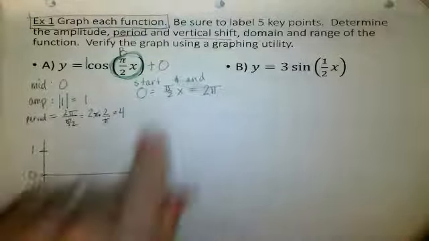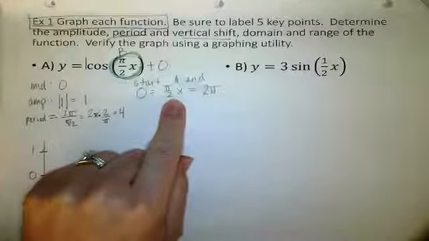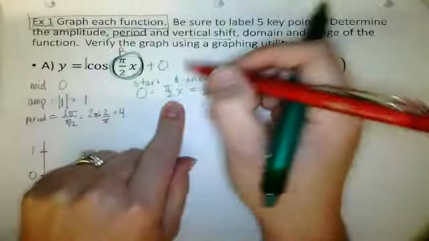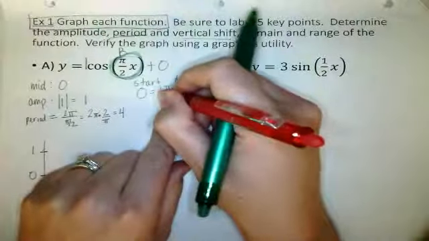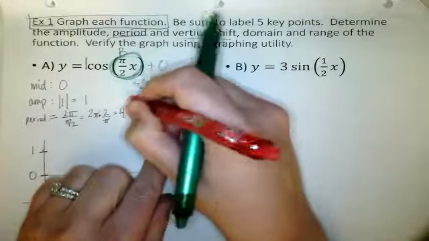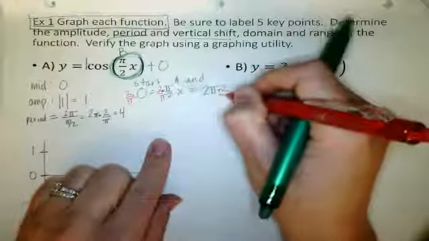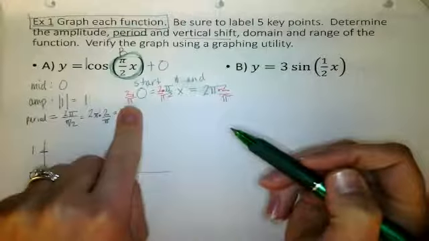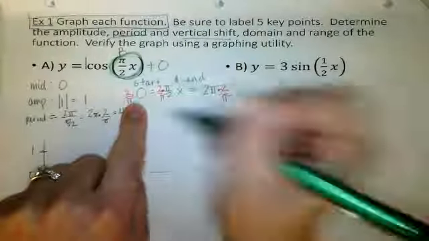So I want to get x by itself. What do I need to do? Divide by pi over 2. I hate dividing by fractions. What can I do instead? Multiply by the reciprocal. So I'm going to multiply by 2 over pi. I'm going to do that everywhere. Okay. So what is 2 over pi times 0? 0.